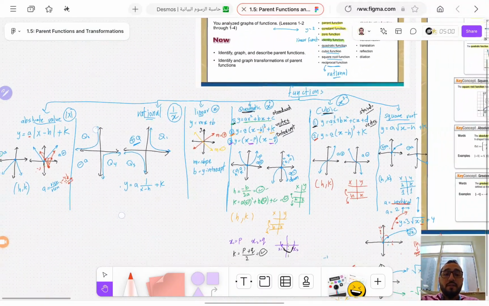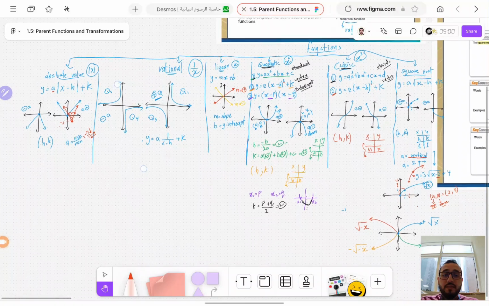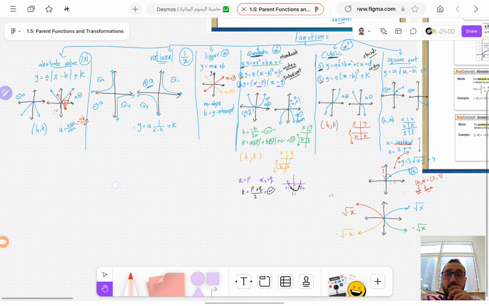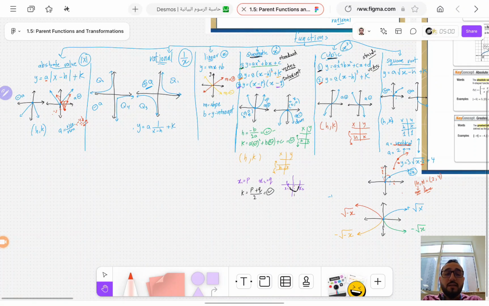If you have any questions, guys, please let me know. So we just summarized all types of functions and how we can graph them. Okay, now let's start our lesson.